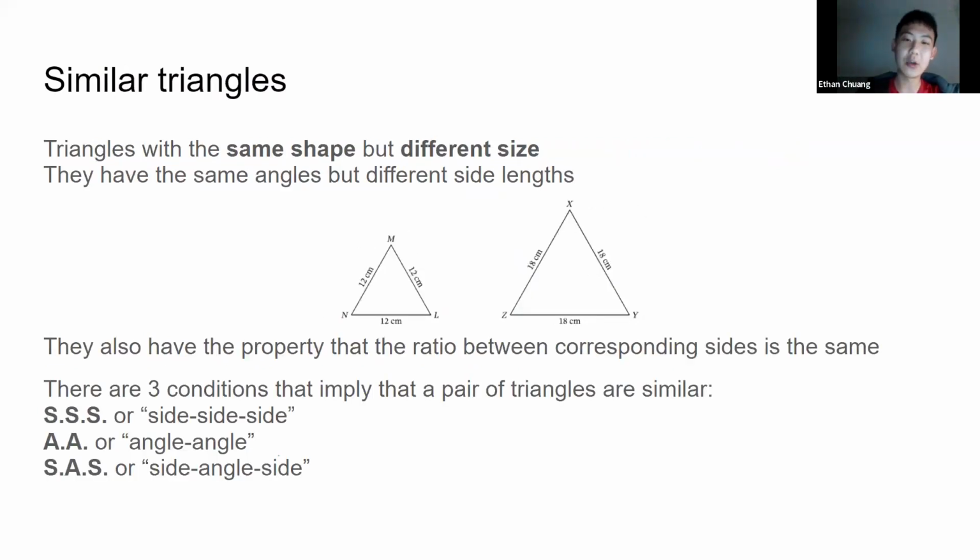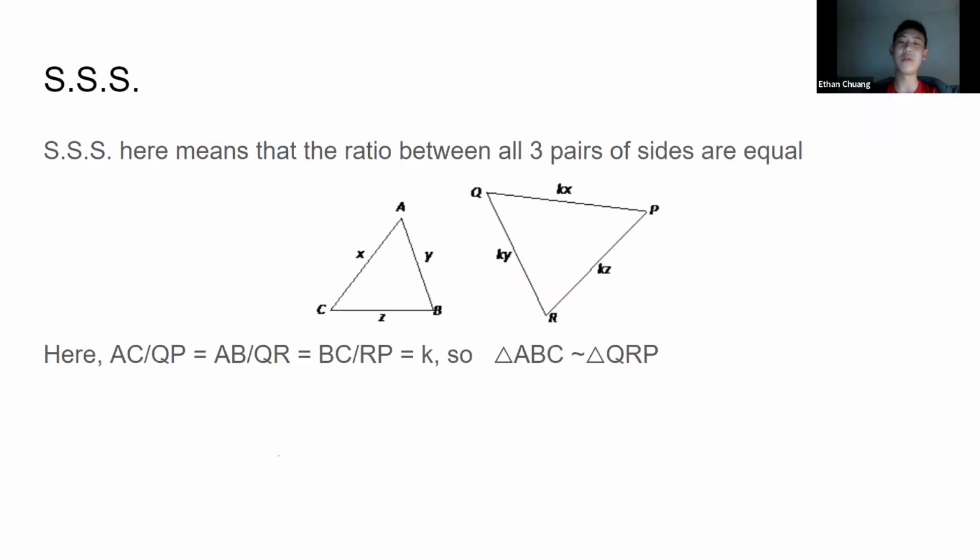So you know how the ratios XZ over MN, XY over ML, and YZ over NL are all equal to 18 over 12. So you see how the ratio between the pairs of sides are always constant. It's the same thing for all pairs of similar triangles. So the ratios between the sides are always going to be equal to each other. If you see in this diagram here, QP over AC equals PR over BC equals QR over AB, all equals K. So we call these two triangles similar.